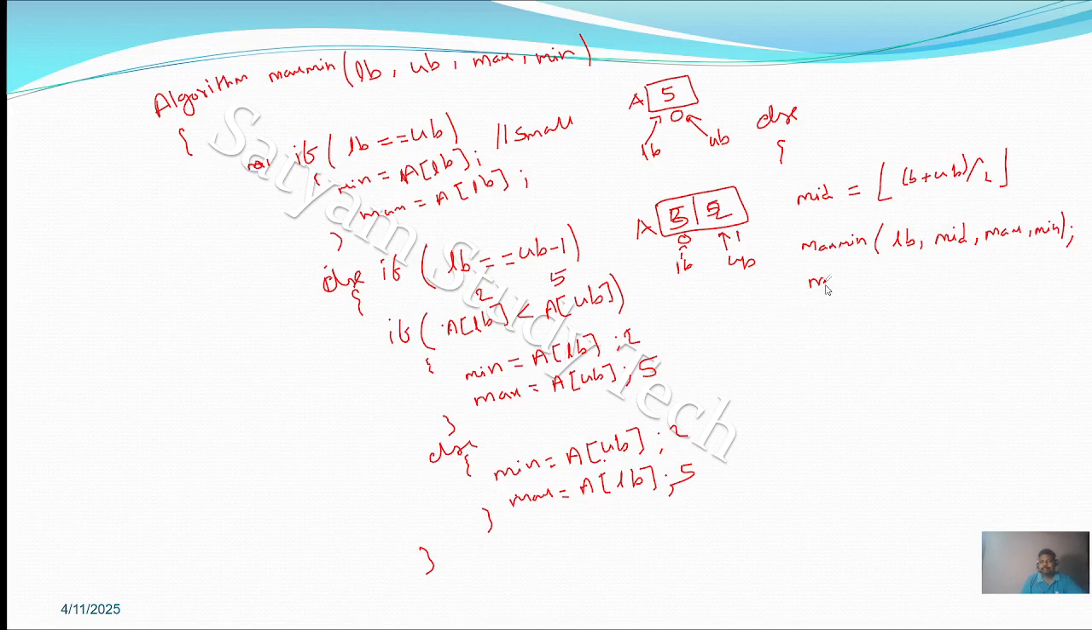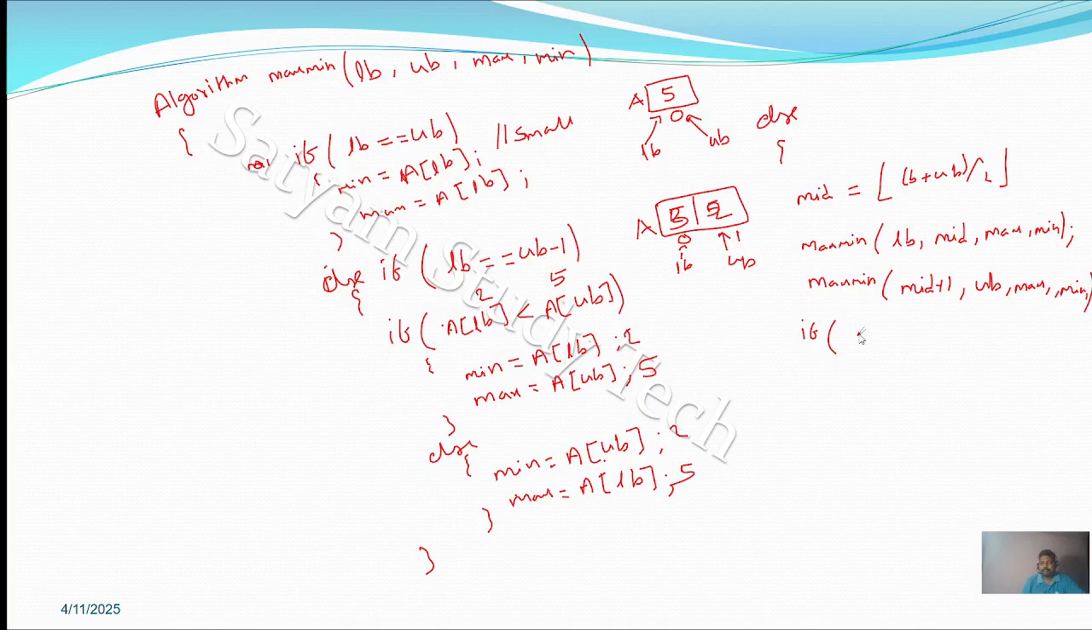So again the second part also you can call max and min. Here the lower bound is mid plus 1, upper bound is upper bound, and maximum 1 and minimum 1. Now again here it can return the maximum and minimum, here also can return the maximum and minimum. Just you can compare.